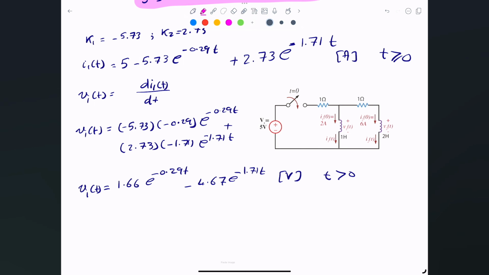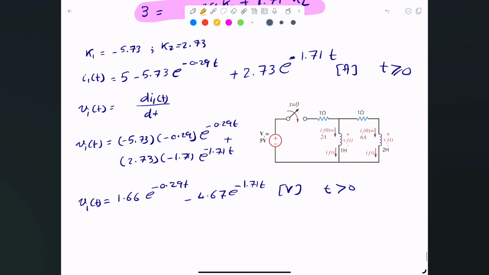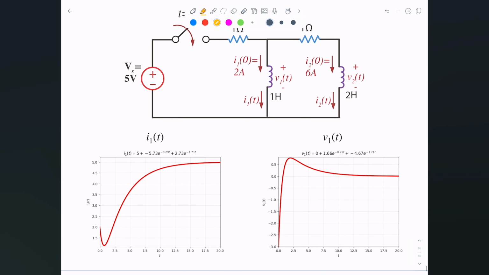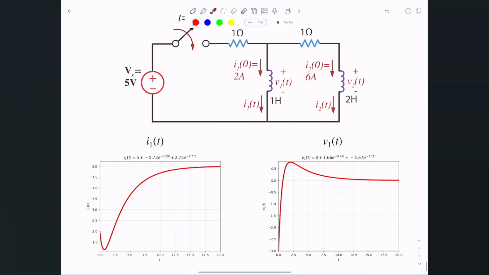So just to highlight the answers, the answers are the following. This is I of t, and this is the V of t. We can figure out the V2 and I2 as well if we wanted to. But anyway, a little bit of plots so that we can see these answers. That's what we have, and we can double check.